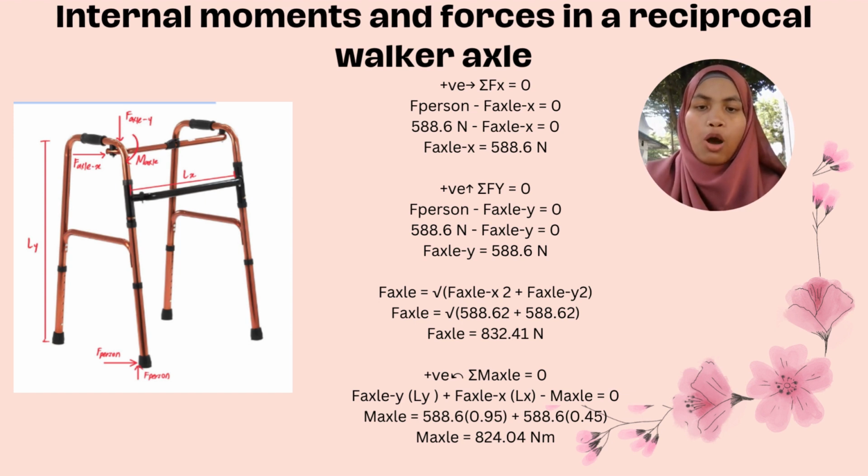Then, if we want to obtain F axle, we use the formula square root of F axle x to the power of 2 plus F axle y to the power of 2. Thus, we will get F axle as 832.41 Newton. To get the moment of axle, we use the sum of M axle is equal to 0, and the positive is counterclockwise. From the figure, we can see that F axle y Ly plus F axle x Lx minus M axle is equal to 0. M axle can be obtained, which we will get as 0.04 Newton meter.